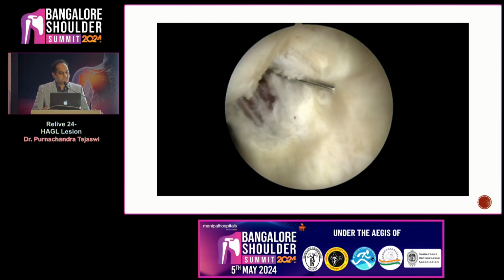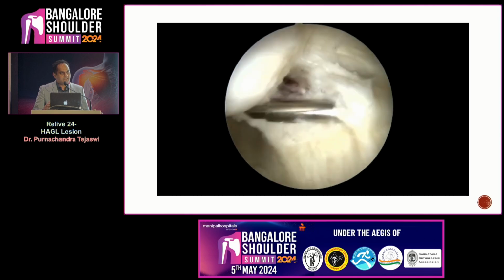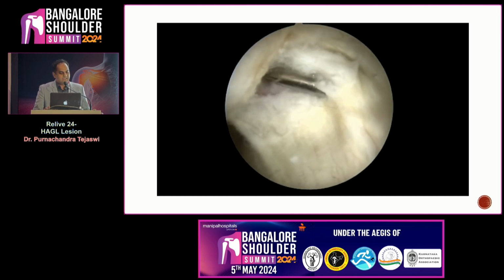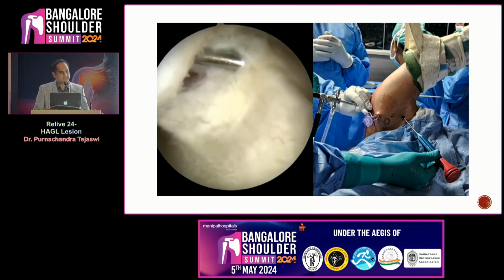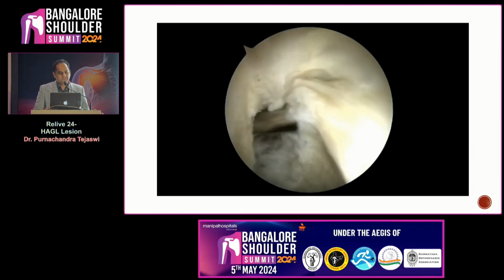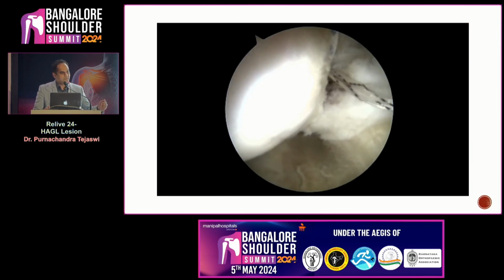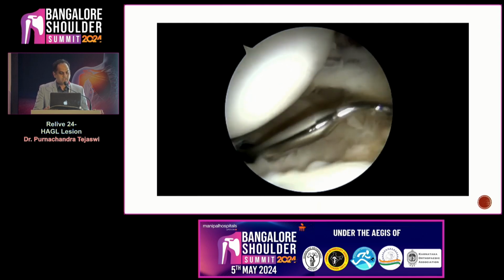Then for the anchor insertion, I use a percutaneous portal, which is quite inferior to the antero-inferior portal. In this case, I'm using a 1.3 knotless all-suture anchor. This is the first anchor you can see on the right side. This is how the portal is, quite inferior, just above the axilla. However, this portal is quite safe as we are doing it under direct vision.